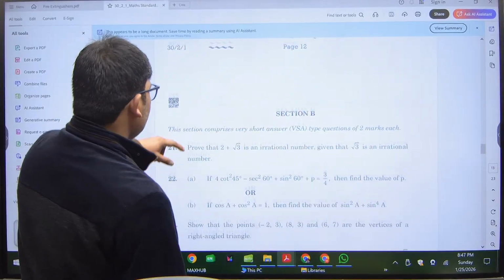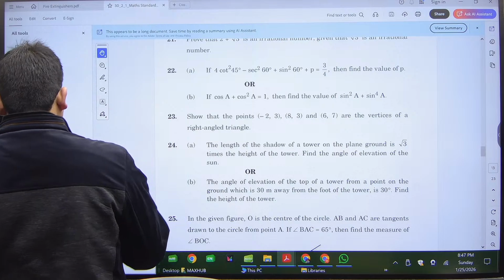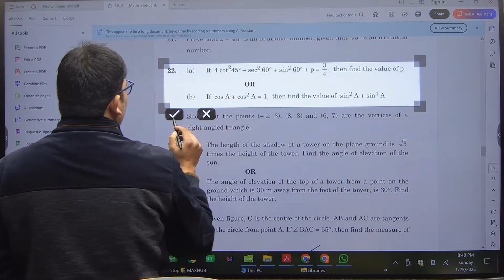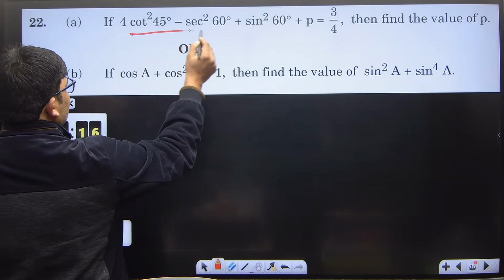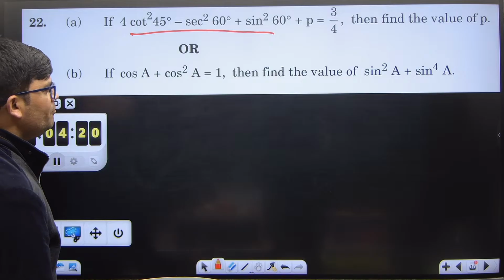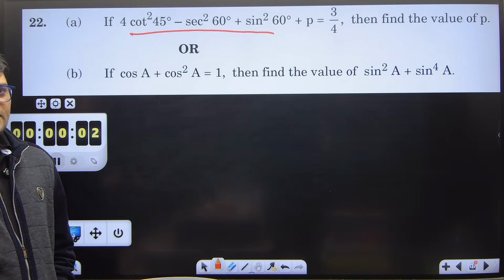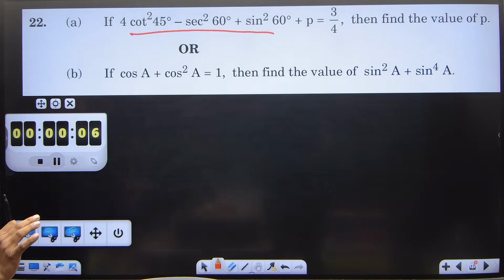Next question, question number 21. Prove that 2 plus root 3, we won't do this one. Okay, so Anjana, you can do this question. I want both of you to try this question. We will do the first question: cot square 45 degrees, sec square 60, sin square 60 plus p is equal to 3 by 4. Find the value of p. Time given is 3 minutes. So you have a lot of time. Do it slowly. Don't be in a hurry. Never be in a hurry.